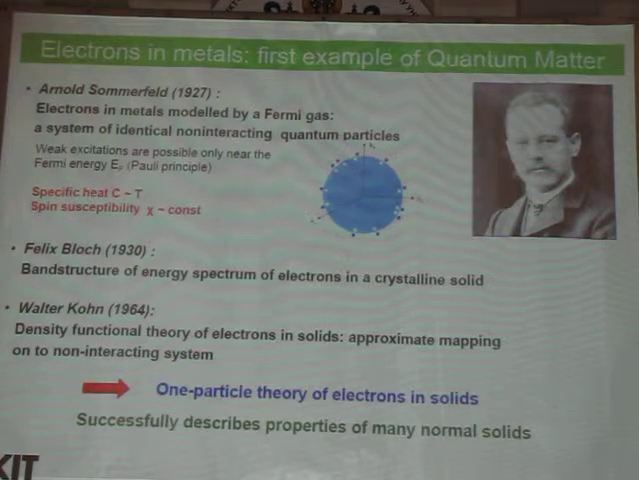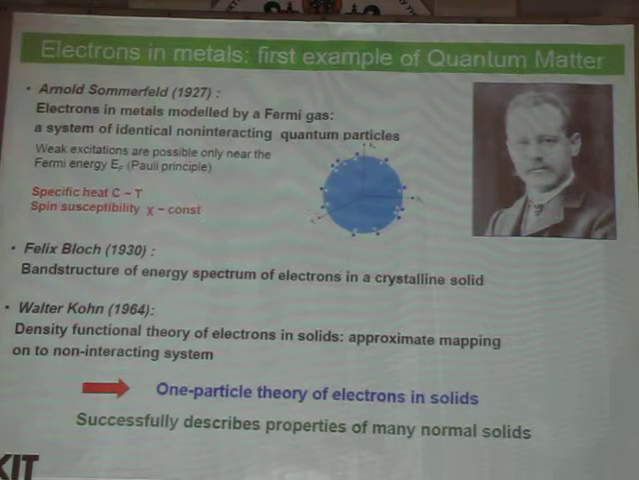I don't have time to go into this, but it's a very well developed theory. It's sometimes called ab initio, but ab initio with some limitations. If you don't have too strong electron-electron interaction effects, then it works very, very well, and you can actually calculate the properties of solids from scratch using this method. This is the one-particle theory of electrons in solids, and it's the starting point for all description of solids nowadays.